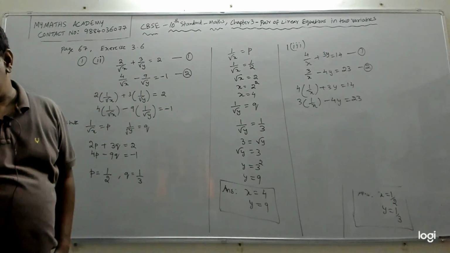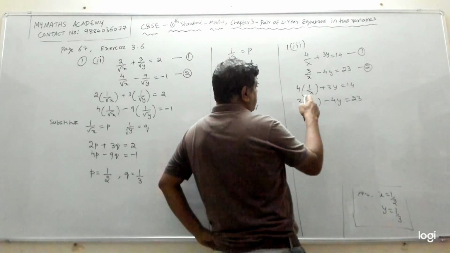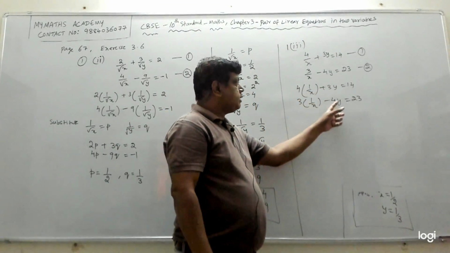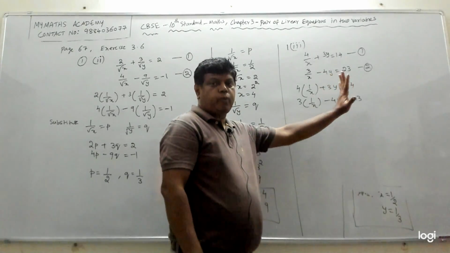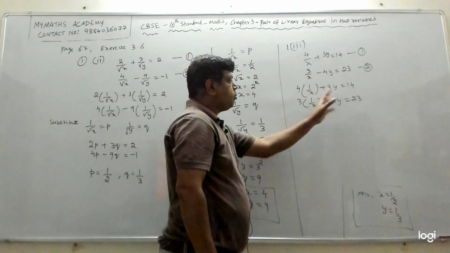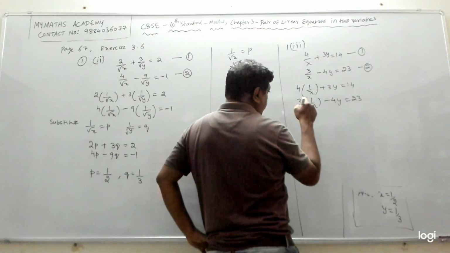Clear? So now if you observe this 1 by x, we have to make some substitution. There is no 1 by y. It is just y, so don't disturb this. y can be y itself because y is not in the denominator, but only this variable x is in the denominator. So we will make substitution only for this 1 by x.